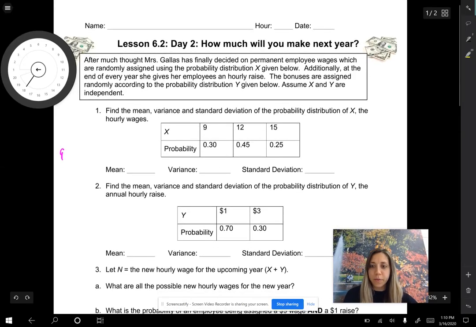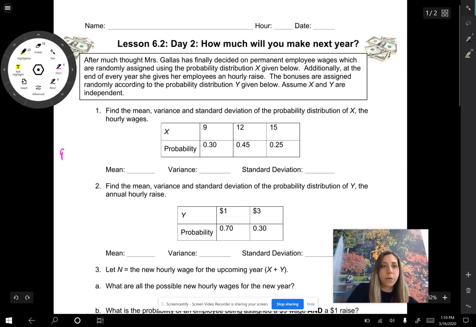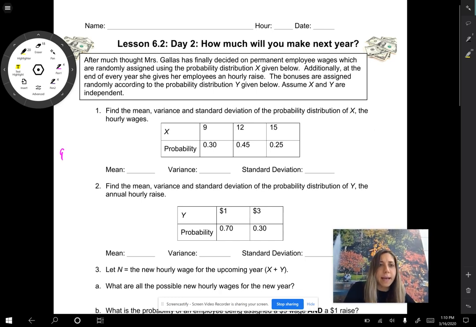Hi guys. Today we're going to be talking about lesson 6.2, day 2. We are going to talk about what happened when Mrs. Gallus decided to use permanent employee wages and randomly assign them using this probability distribution, which is X. And then she also gives them an annual hourly raise, and we're going to see how that factors into our probability distribution when we add those two things together.